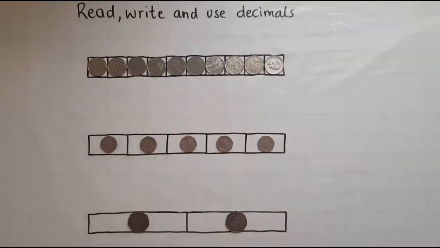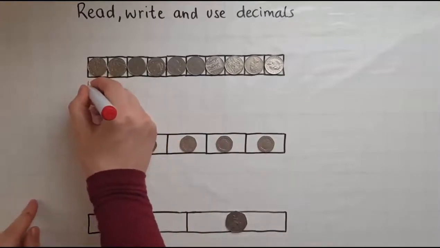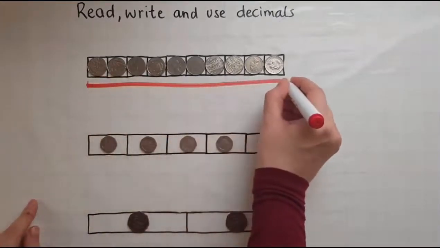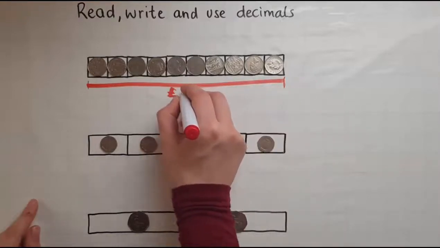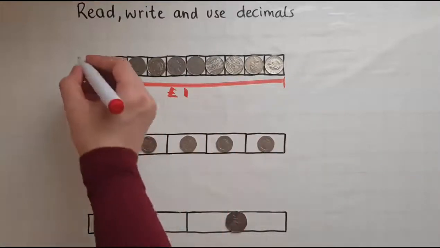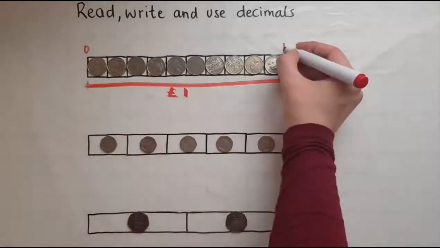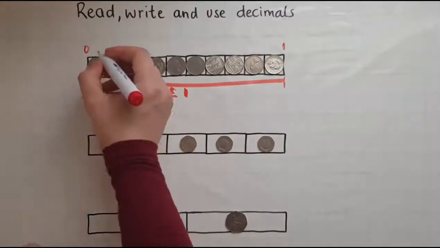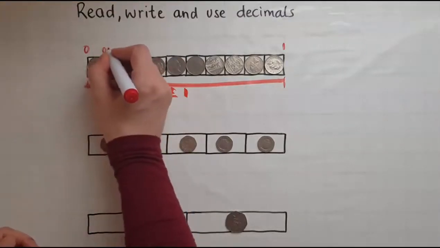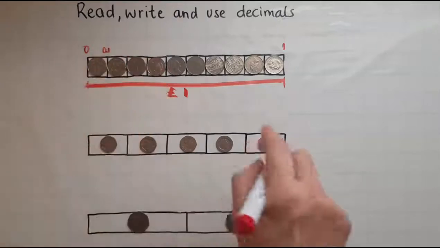There are 10 of them, which means that all together they equal or make £1. So we start from 0 and we end with 1. What is one of the coins worth? That is 0.1 part of a pound.